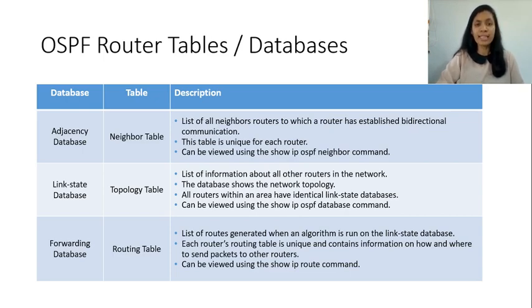Next is the forwarding database or the routing table. This contains the list of routes generated when the shortest path first algorithm is run on the topology or link state database. Each router present in the topology would have a unique routing table and would contain information about the optimal path to reach any destination network. In order to view the routing table or forwarding database, you can use the command show IP route.